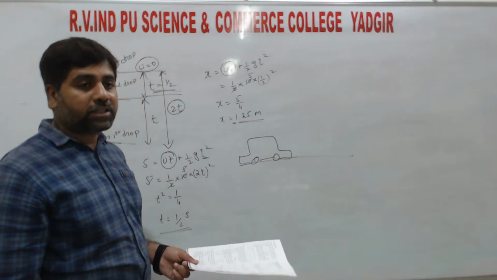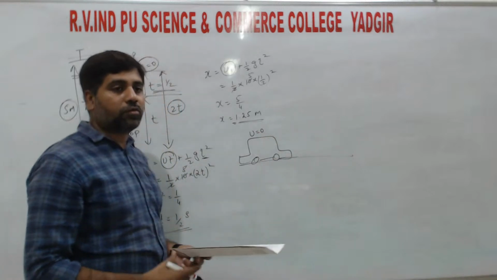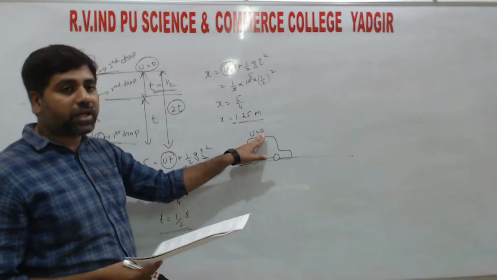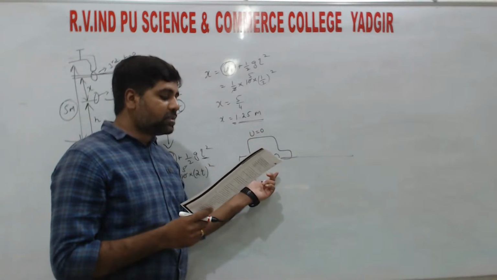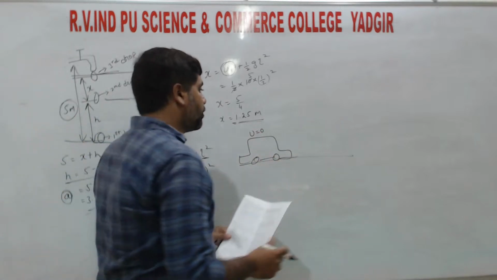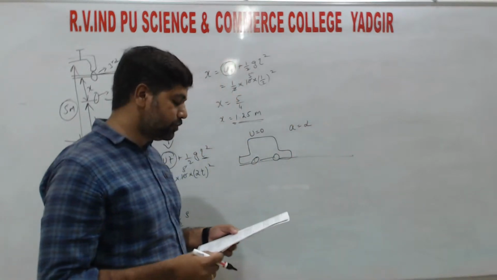This car accelerates from rest. That means its initial velocity is 0. So when it says rest, we should note that the initial velocity is 0. Next, accelerates at a constant rate alpha. That means they have given a is equals to alpha, right?